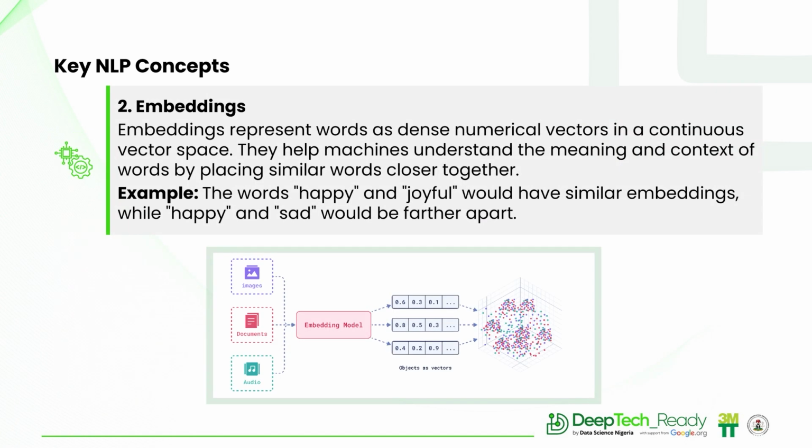2, we also have a key concept known as embeddings. Embeddings are numerical representation of words in a continuous vector space. Instead of representing words as simple IDs or one-hot vectors, embeddings place similar words closer together based on their meaning. For example, happy and joyful would have similar vector values because they mean the same. Techniques like Word2Vec, GloVe, and modern models like BERT generate these embeddings. They allow machines to capture both the meaning and the context of the words being used in a sentence.